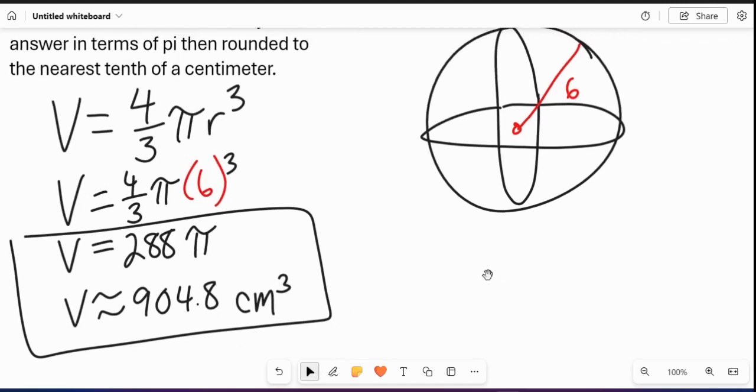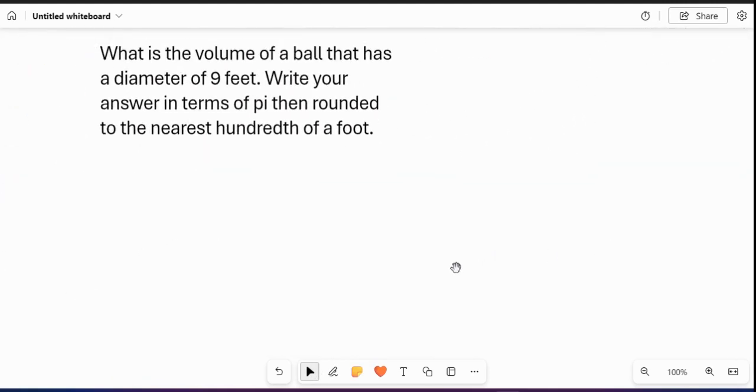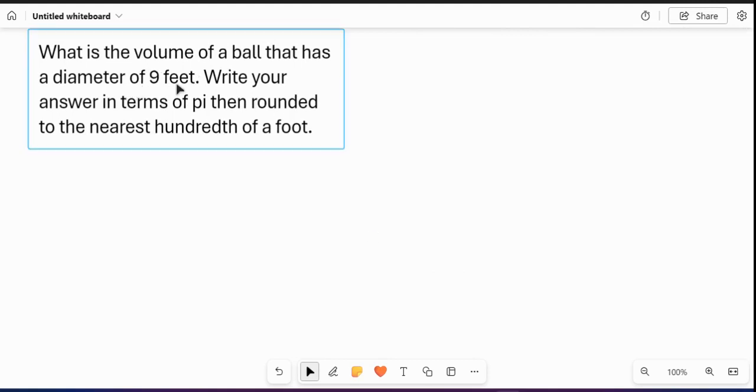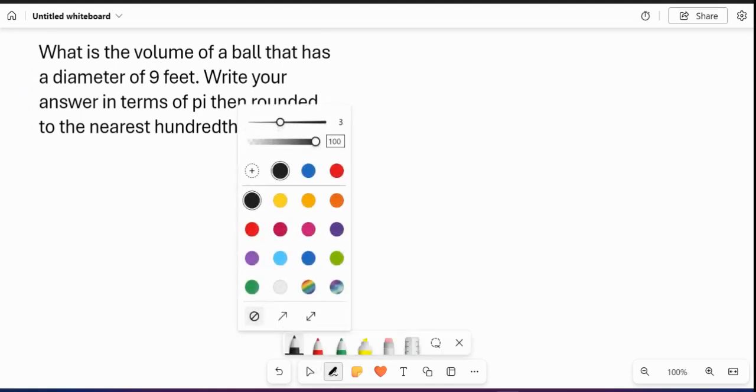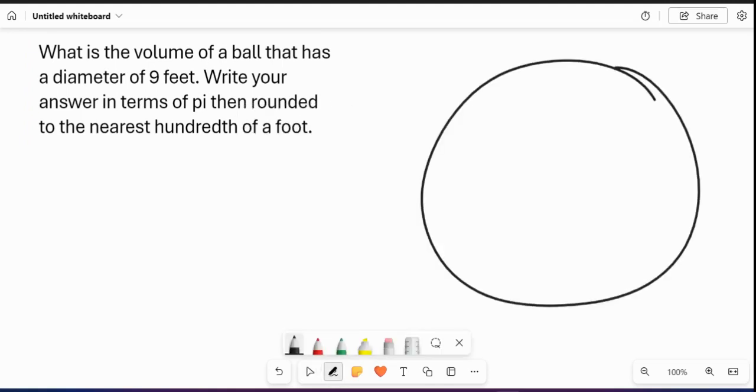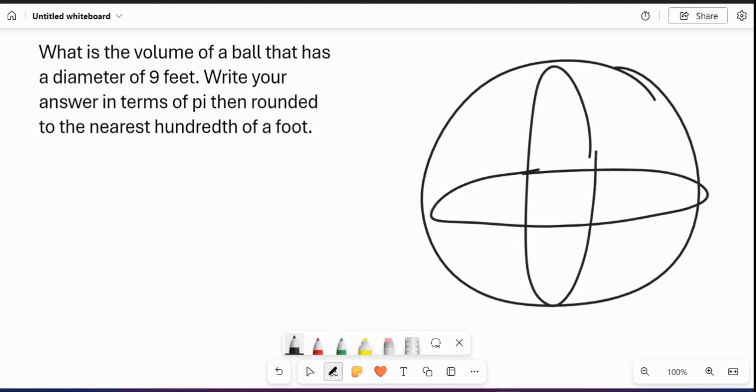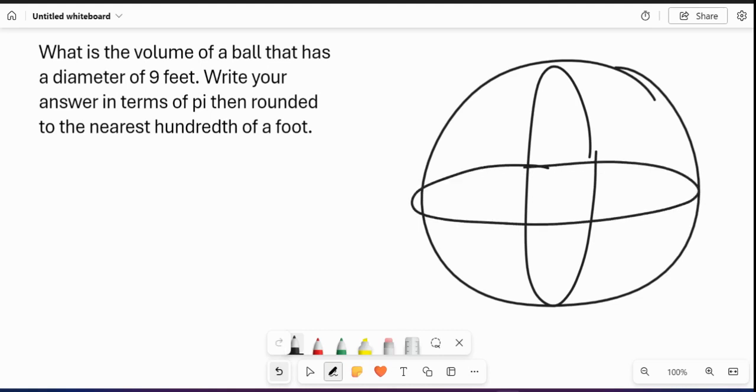Let's take a look at another example. What is the volume of a ball that has a diameter of 9 feet? Write your answer in terms of pi, then round it to the nearest hundredth. Okay. Here we go again. Here's a ball. Okay. There we go. I always mess up that equator portion. Okay. Yeah, maybe that's a little better. Okay. No, not really.